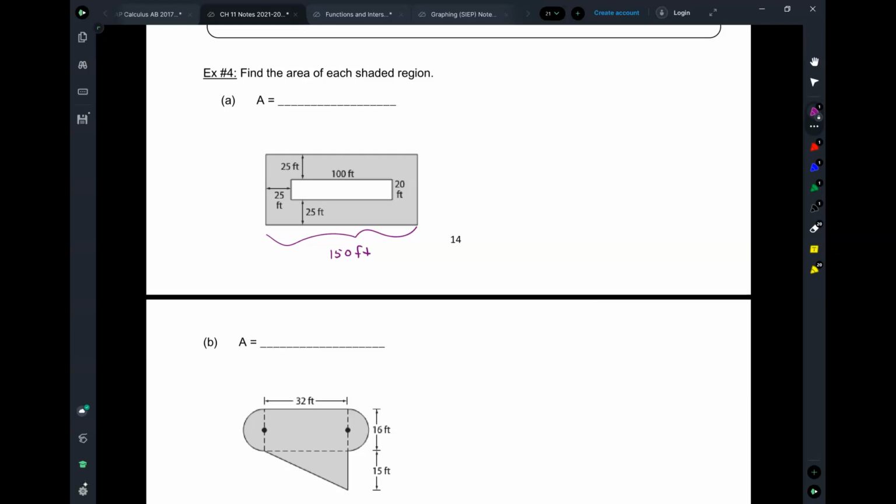And then how much is this one? 70. Yeah, he was right, 70. Oh, right, it's 20, because 25 plus 25 plus 20. Right, good. So the area of the shaded part then is 150 times 70 minus 100 times 20.